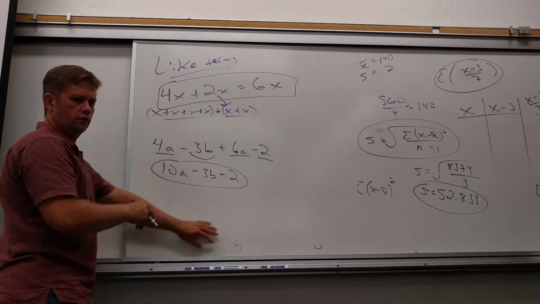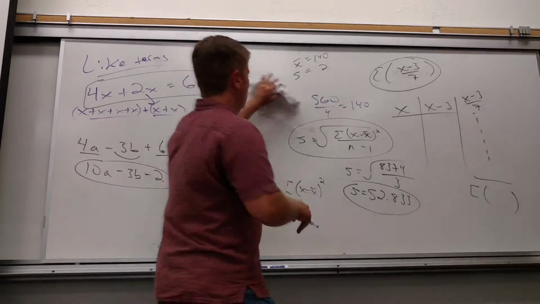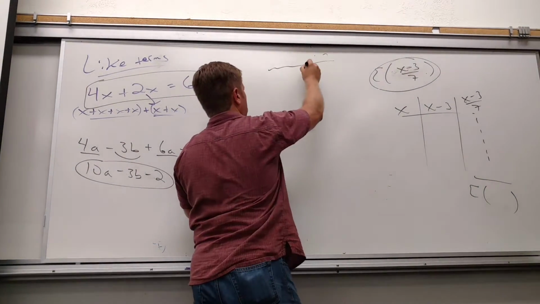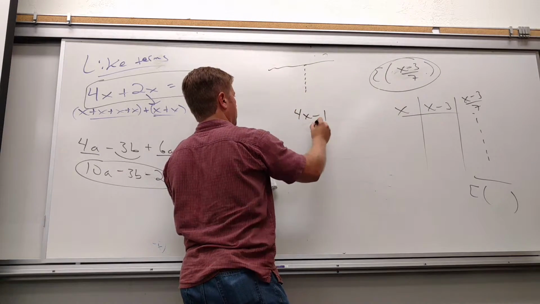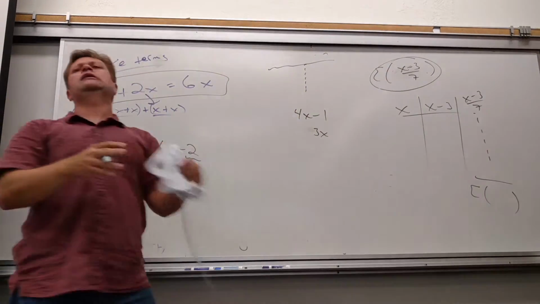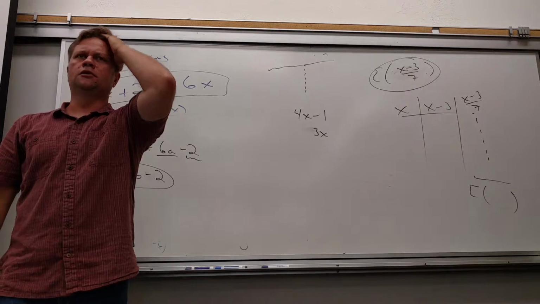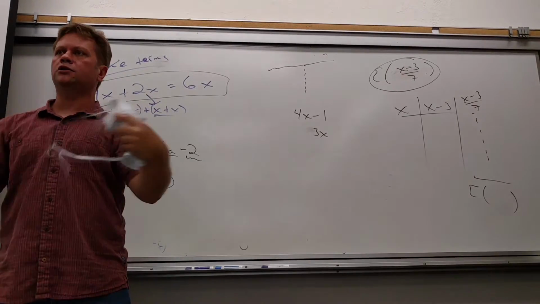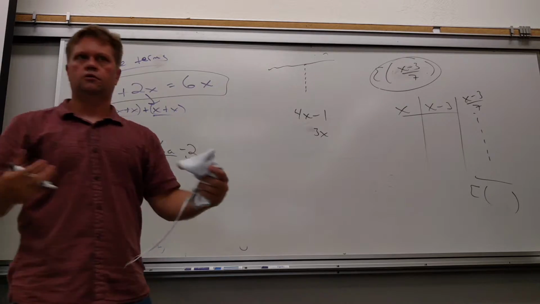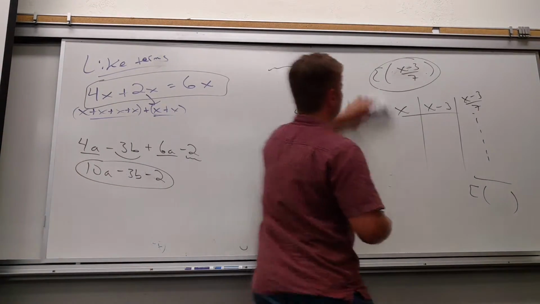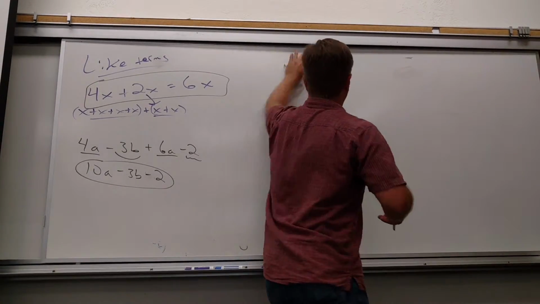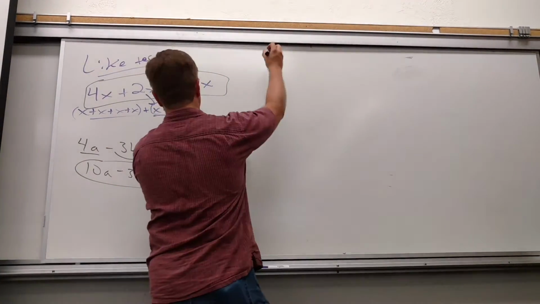So it really makes me feel bad when I see a student do all this work. They have some gross, big, giant thing. They get all the way to here, and then they do this. Can you do 4x minus 1? No, of course. They're not like terms. So I still give points, but I have to take something away. Okay. One last thing about like terms.